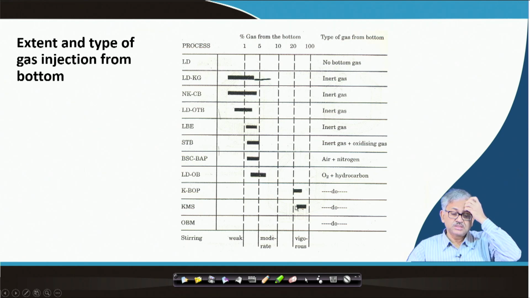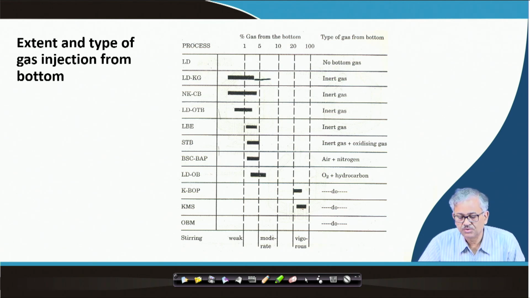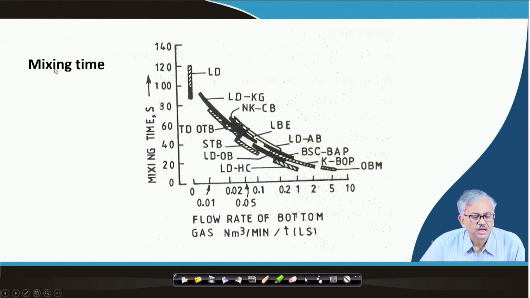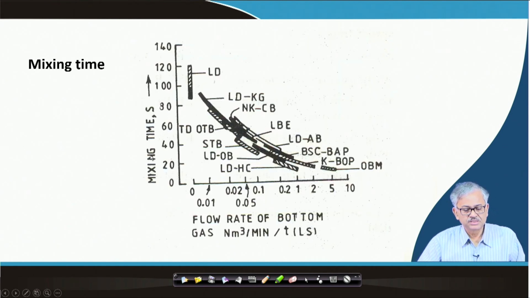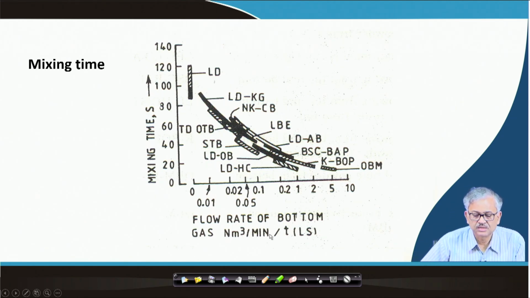When you exceed vigorous, if you give oxygen more than 20%, then your hydrocarbon is essential to protect the nozzle, because the cracking of the hydrocarbon is an endothermic reaction that helps in reducing the temperature of the nozzle tip. And then another parameter is very important. This is the different process variants you can find, and the mixing time, with the flow rate of the bottom gas. You can see the mixing time for different processes.